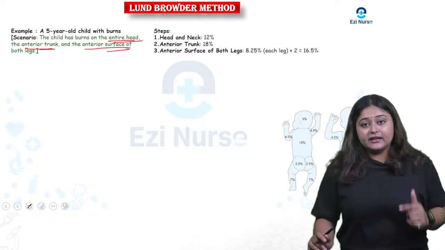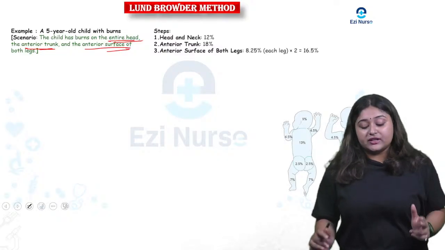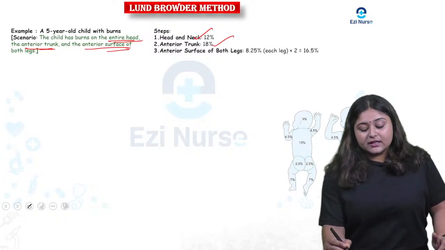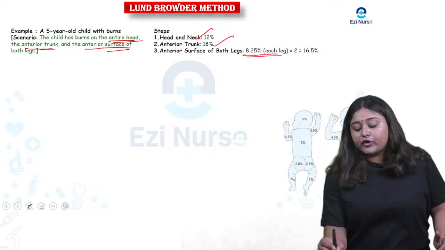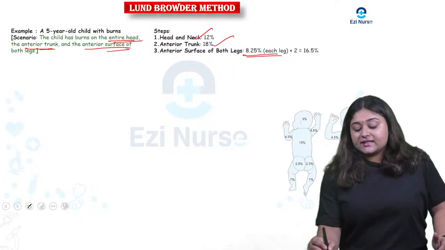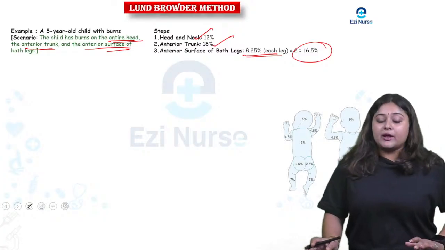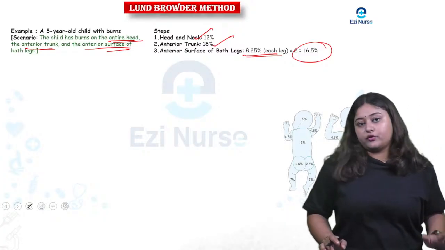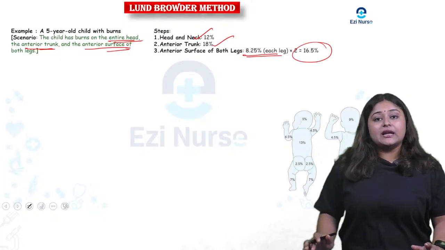So for head and neck, the percentage according to the Lund-Browder chart is 12%. For anterior trunk it is 18%. And for the anterior surface of both legs, that is 8.25% each leg. So 8.25% times 2 is equal to 16.5%. So both legs means 16.5%. If they mention one leg, it should be around 8.25%. Okay, so these all are the methods according to the Lund-Browder chart.